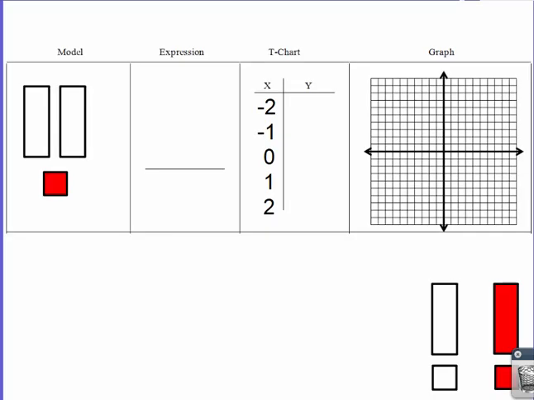Okay, class, today we're going to be doing BBOA 2 and 3. We've talked about BBOA 1, and we know BBOA stands for the building blocks of algebra. And we know that there are four basic parts of BBOA. We have a model. We then translate that model into an expression. We then evaluate the expression using a t-chart, and with a t-chart, we graph it. So let's review BBOA 1, and then I'll talk about BBOA 2 and 3.